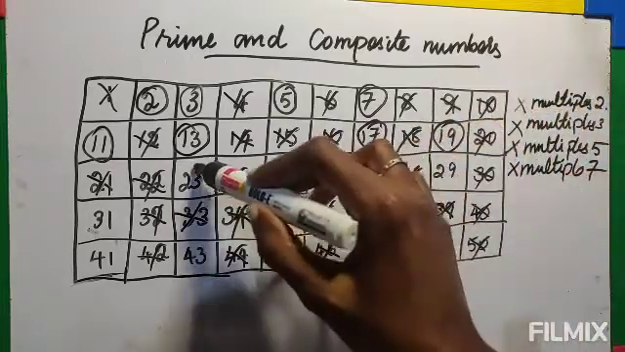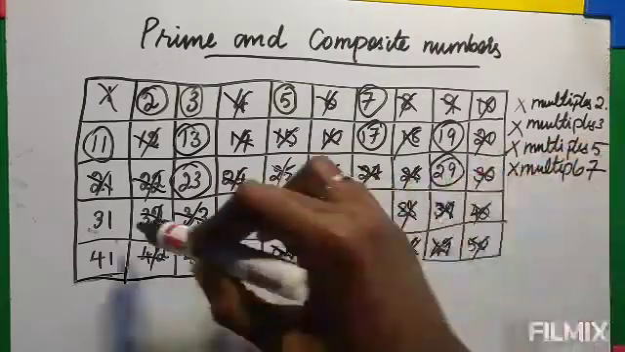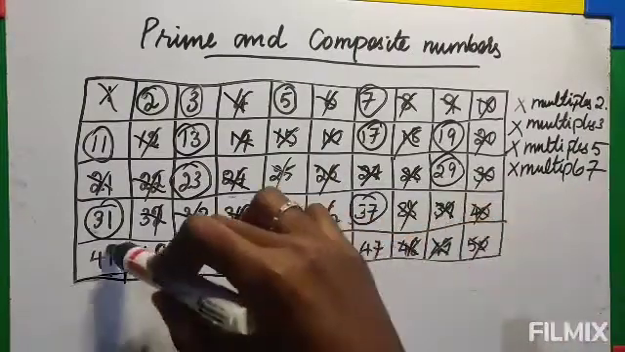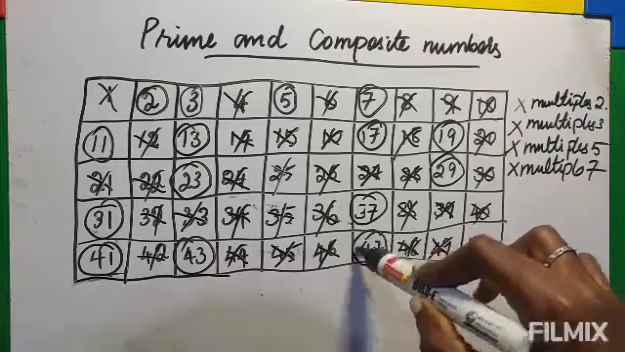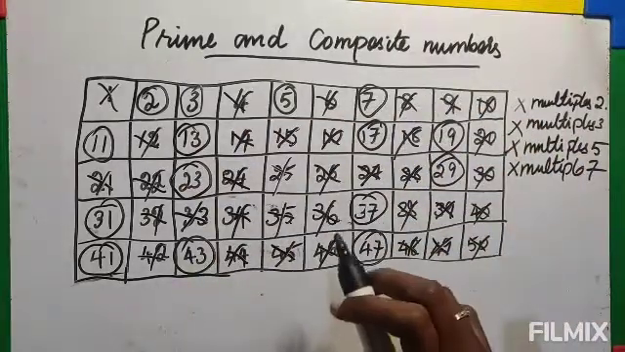Whatever is not crossed out, they are the prime numbers: 23, 29, 31, 37, 41, 43, 47. Okay, you have to memorize all these numbers.